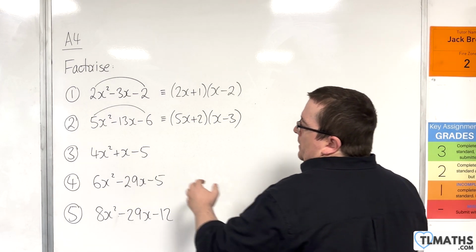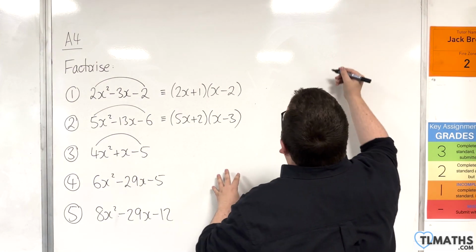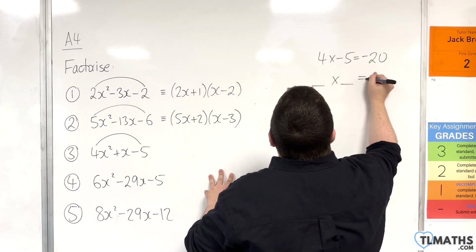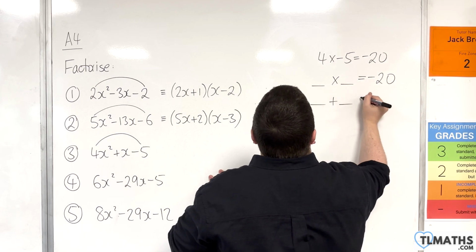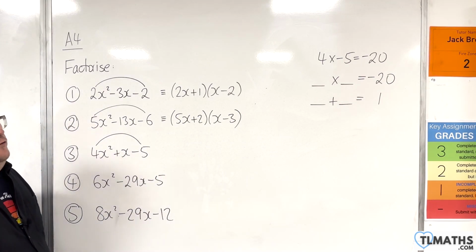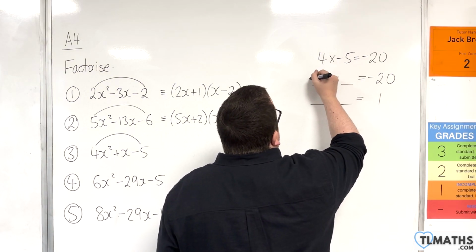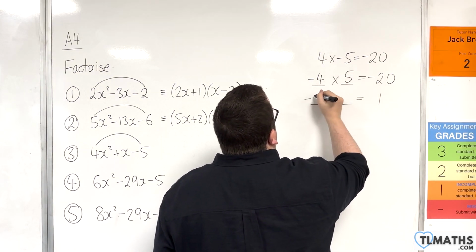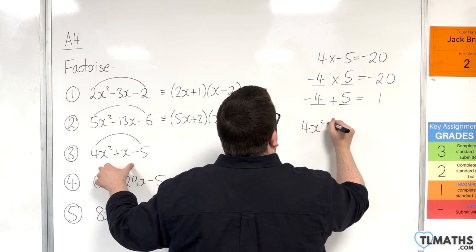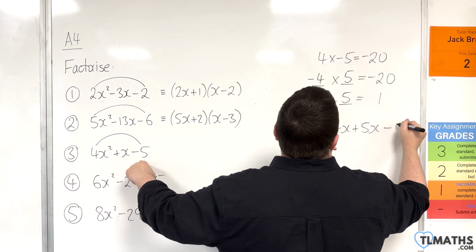Right, so number 3. 4x squared plus x take away 5. So first of all, multiply the 4 by the minus 5. So minus 20. So we're looking for two numbers that multiply together make minus 20, but add together to make the coefficient of x, which is 1. So 4 and 5 are looking like pretty good candidates here, aren't they? Minus 4 times 5, minus 4 plus 5, that works out. So 4x squared minus 4x plus 5x. And then we've got the minus 5 on the end.